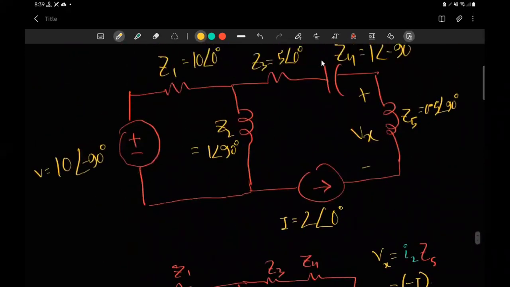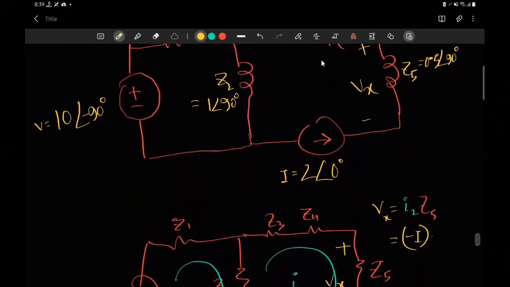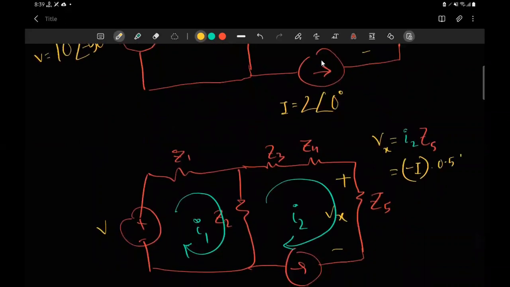And what's the value of Z5? Well, you have already seen that, right? 0.5 angle 90 degrees. And the value of I is 2 angle 0 degrees. If you multiply them, just use calculators, and you will get 2 times 0.5 is 1, so minus 1 angle 90 degrees. The angles add up, basically 0 plus 90 degrees. No need to do fancy things. So this is your value for I2 times Z5, or the value of Vx is minus 1 angle 90 degrees.